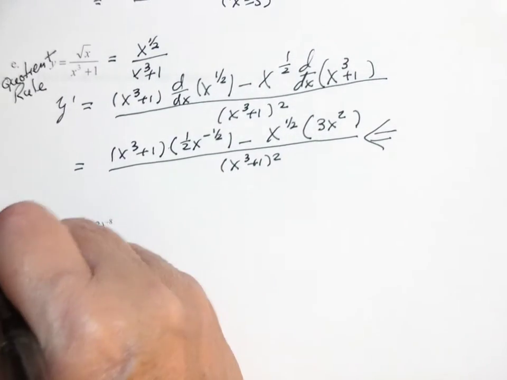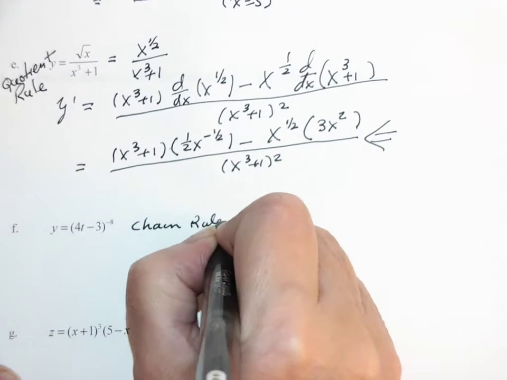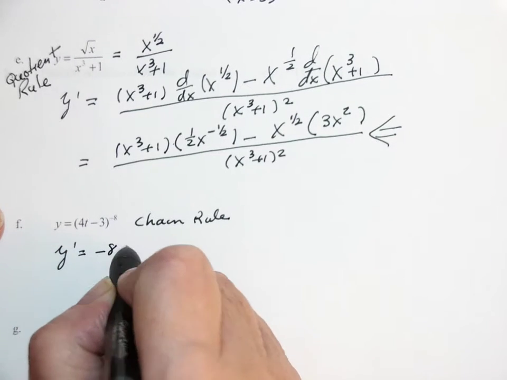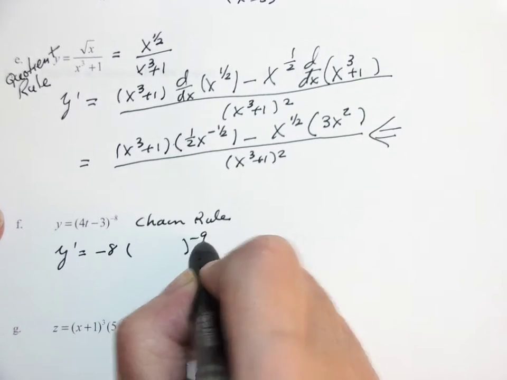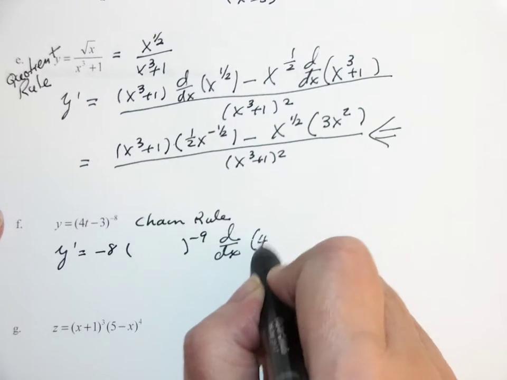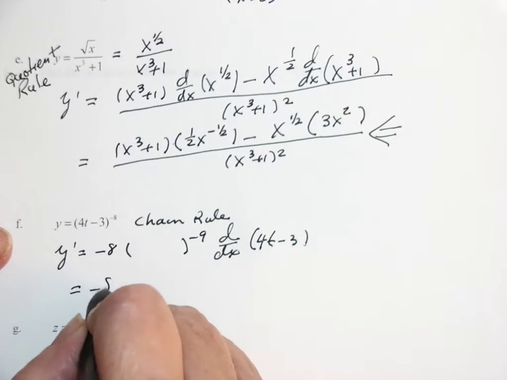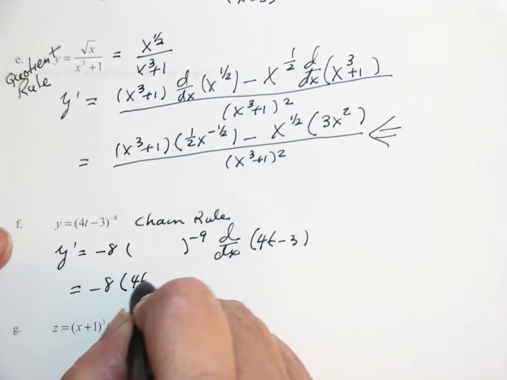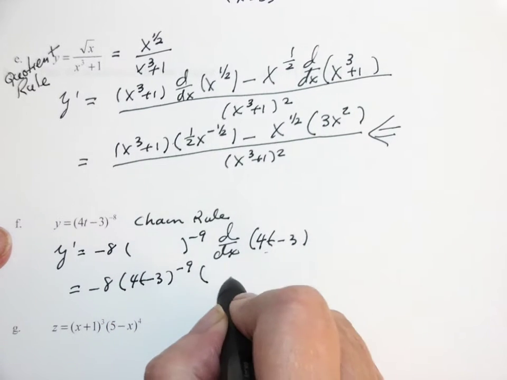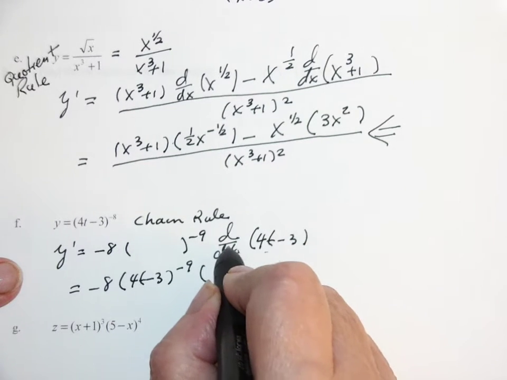Now this is chain rule. So y prime is negative 8 times the blob to the negative 9 times the derivative of the blob, which is 4t minus 3. This is negative 8. Blob is 4t minus 3 to the negative 9. The derivative of 4t minus 3 is just, whoops, this should be with respect to t. Sorry about that, guys.